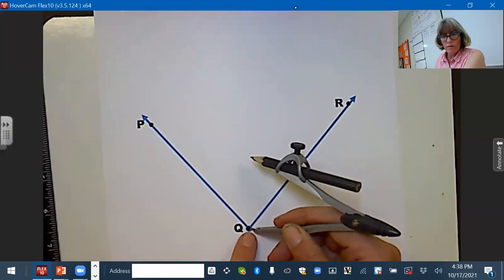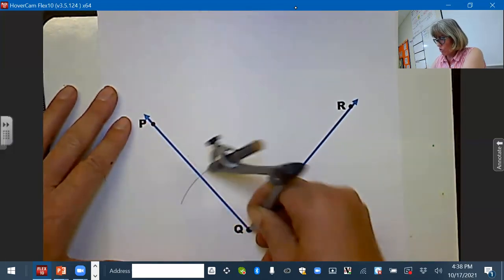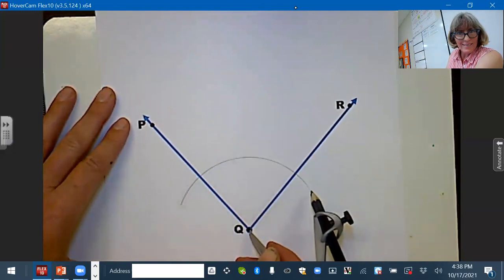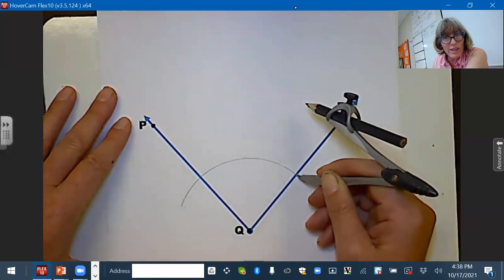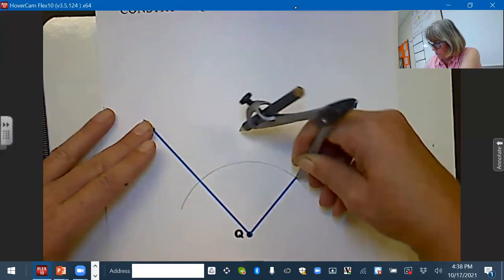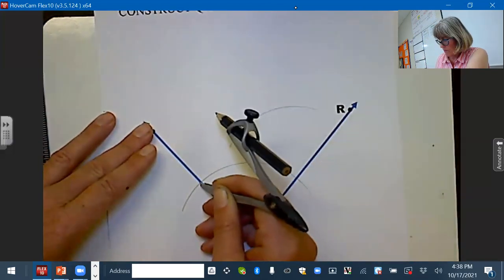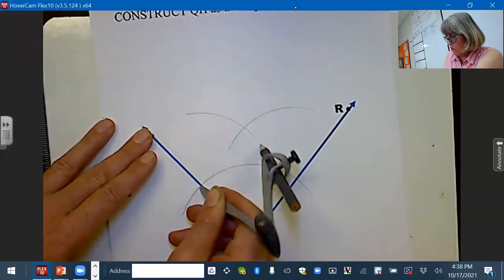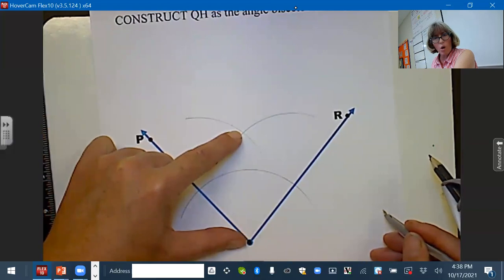You put your pivot on the vertex. It doesn't matter how far you open it. And you sweep a smiley. You go up to one of the points of intersection. I call those the dimples. Keep the same compass setting. Sweep an arc. Sweep an arc. Where that intersects with this, you draw your straight line.